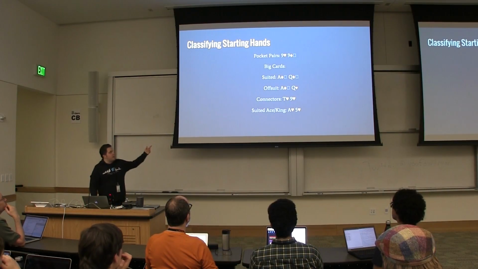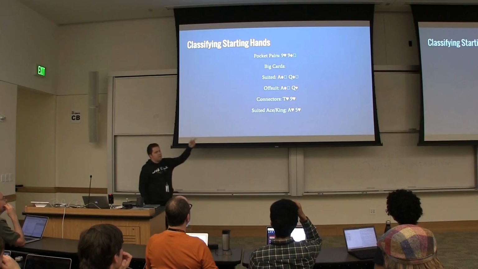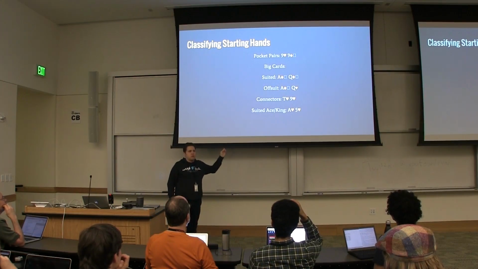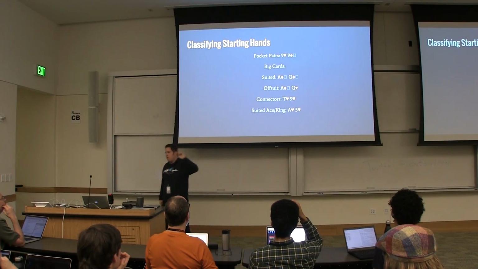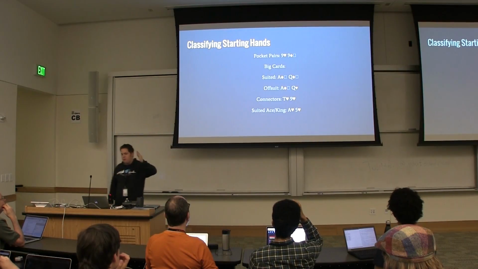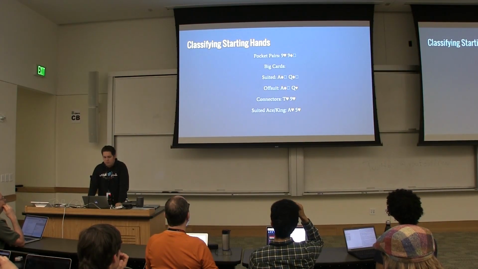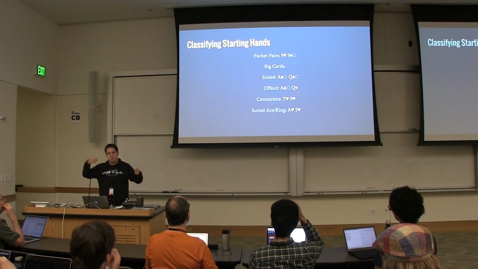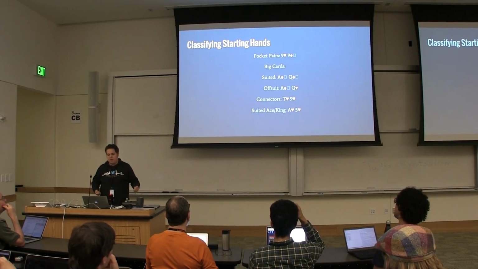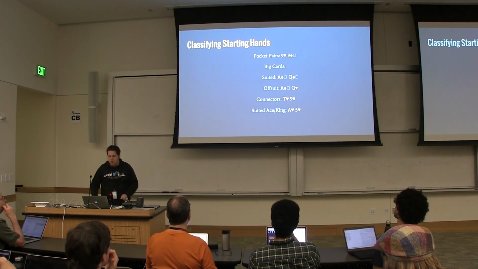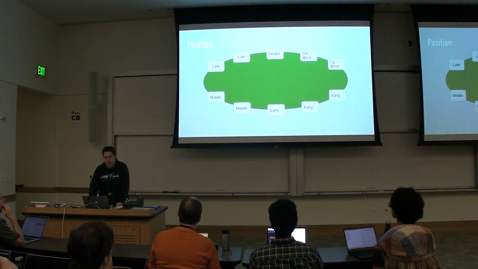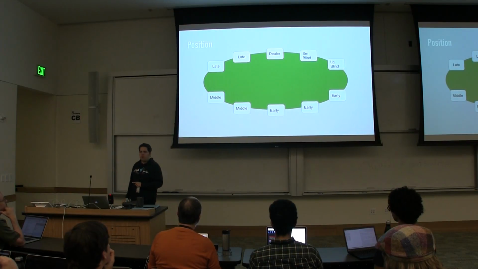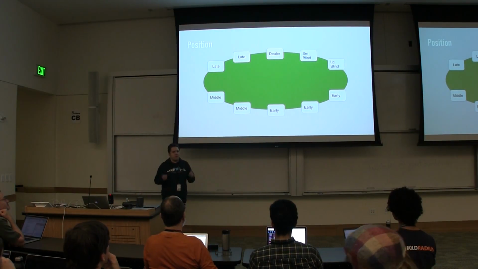Connectors, so that's a 2-gap connector. 10 of hearts, 9 of hearts, and this is a notation you'll commonly see in poker, where it's rank and then a symbol for the suit. And then suited ace king, so big cards would be suited ace and say another face card. Suited ace king would be ace and something way down there.